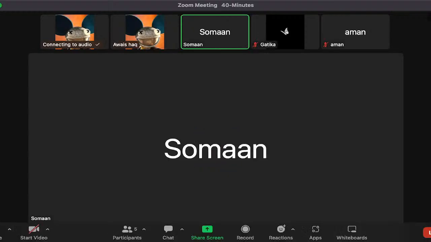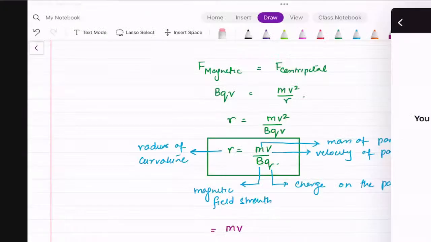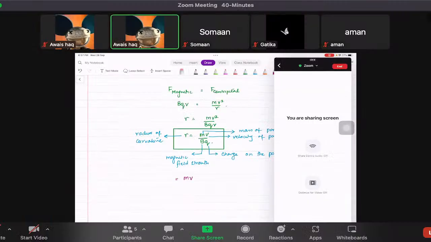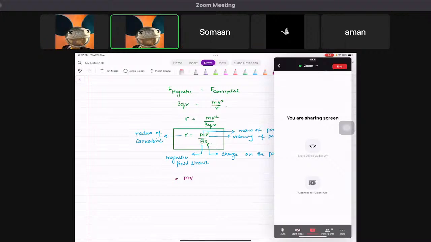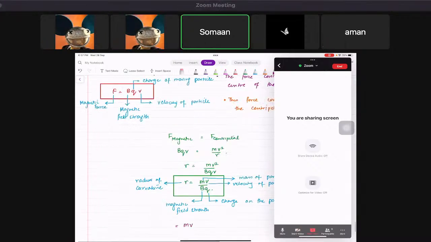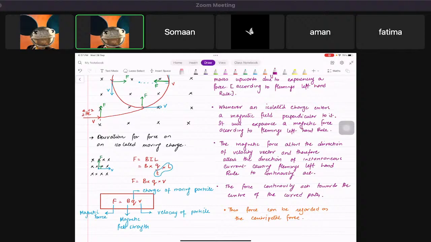Sir, could you please show the derivation again? Yeah, why not. Which derivation? The BQ one? Yes, sir, that one. Okay, here it is.